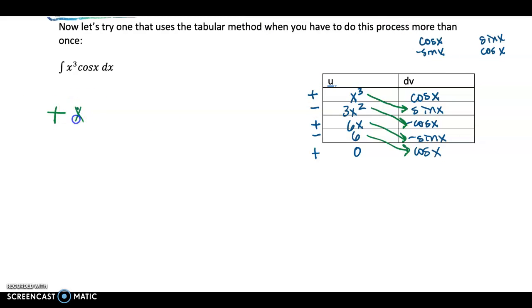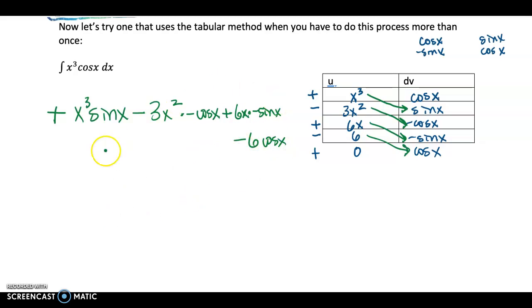Plus x to the third sine x. Then I take the minus 3x squared times negative cosine x. Then I take the plus 6x times negative sine x, and I'm running out of room. And then I do minus 6 cosine x. So let's just check out those signs here.